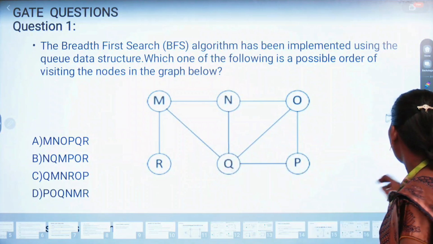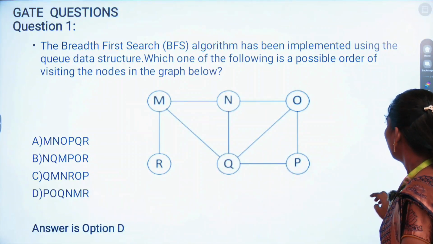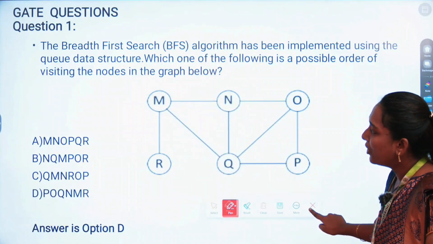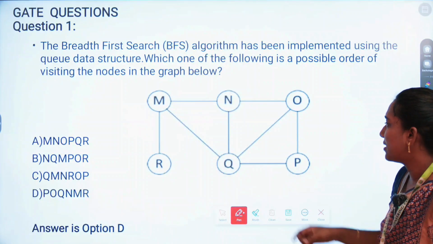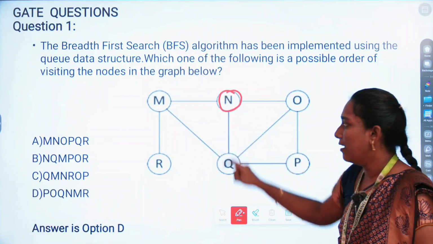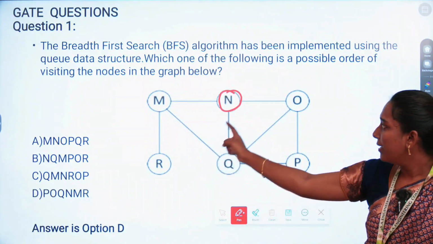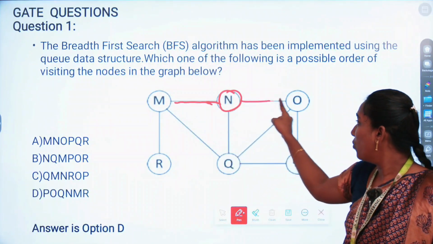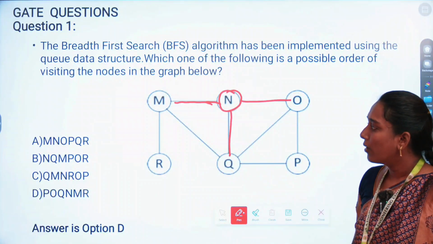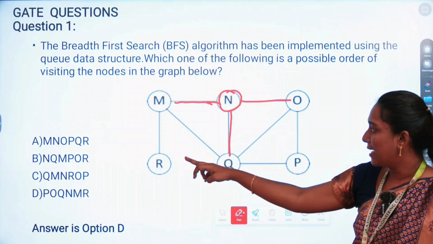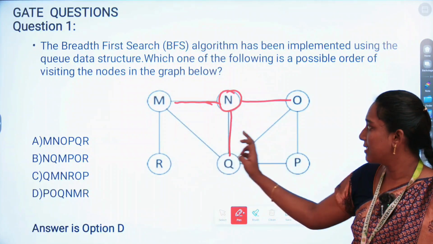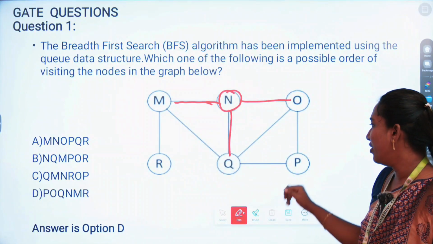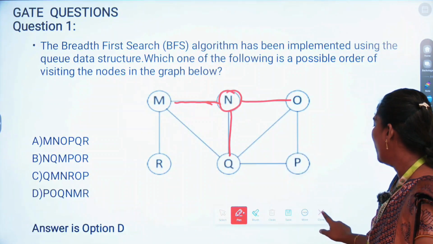Next, let us go with the second option. The second option is N, Q, M, P, O, R. The starting node here is N. So what should N explore? M should be there, O should be there, and Q should be there. N explores Q, yes, it is correct. Then N explores M, yes, it is correct. Then N explores O, no, O is not present, it goes directly to P. Hence, this one is also wrong.